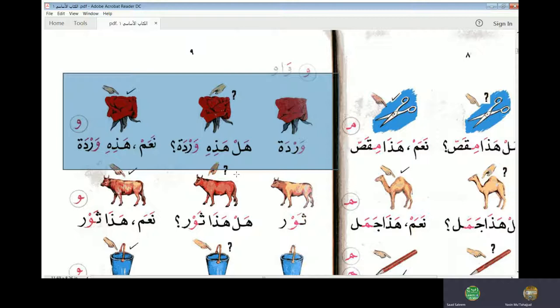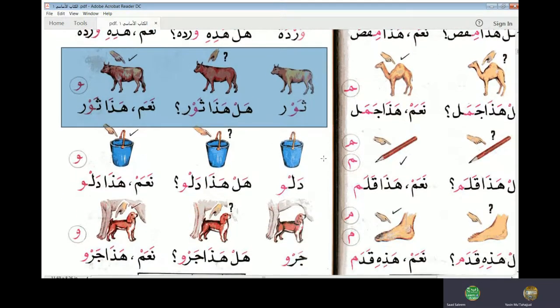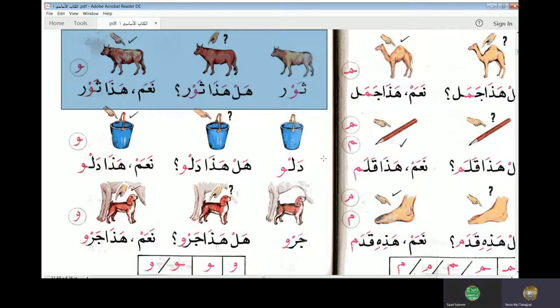Flower. Is this a rose? Flower? Oh, rose. Yes. Rose. Is this a rose? Yes, this is a rose. Gotta write that down too. I don't know this one. Is that a flower? Flower? Yes, sour. Sour?